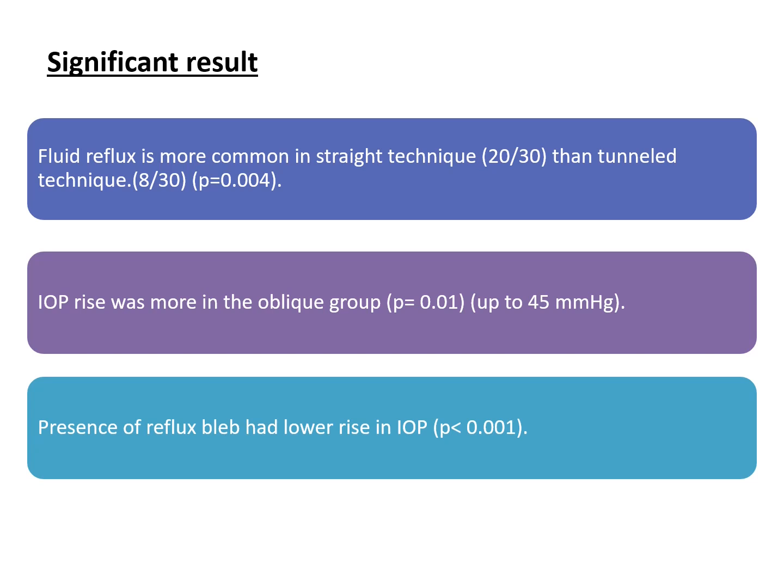And so the presence of a reflux bleb had a lower IOP rise, and this was a welcome sign, because a rise in IOP is something which causes that discomfort which persists for half an hour to 1 hour in these patients. So we don't want IOP rise. So that means that the bleb is good.